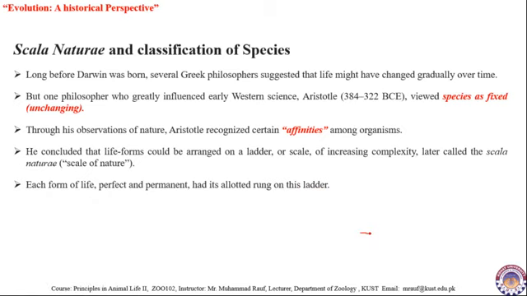Just for example, you put bacteria here, then you put protozoans here, then porifera, coelenterates, then you put here fishes, amphibians, reptiles, birds, mammals. So in this way he arranged the species.